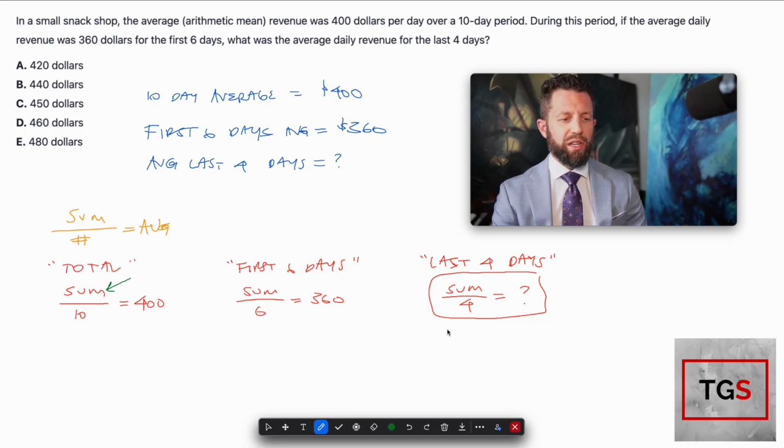I'll solve sum divided by 10 equals 400 by multiplying both sides of the equation by 10. And that will give me sum equals 400 times 10, which of course equals 4,000. So for all 10 days, $4,000 is the total revenue.